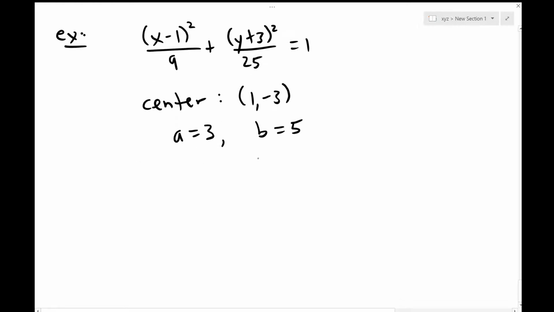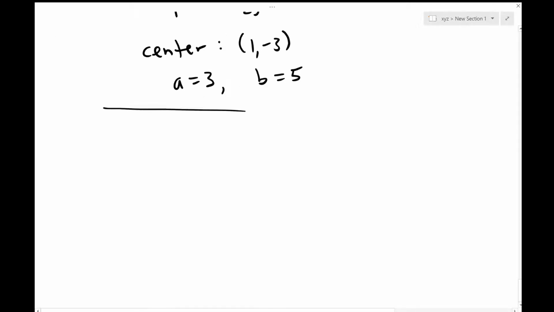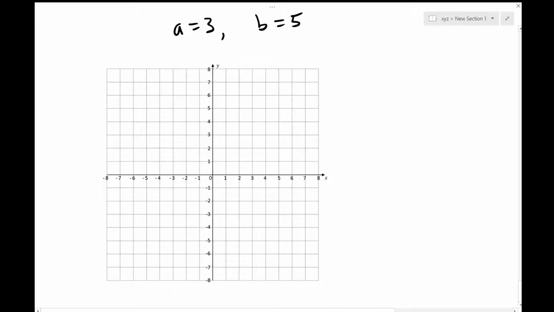So taking a look at our graph next. Again, our center is at (1, negative 3). A is 3, so I want to count to the left and to the right 3 units. B is 5, so I'll need to count up 5 units and down 5 units. And again, I just need to connect these 4 points with the graph of my ellipse. So it should look something like this.